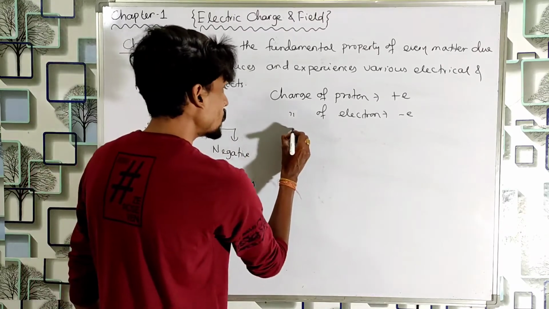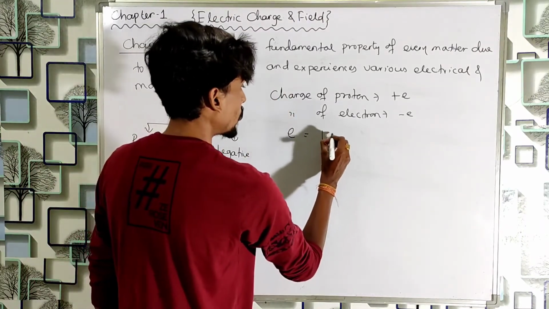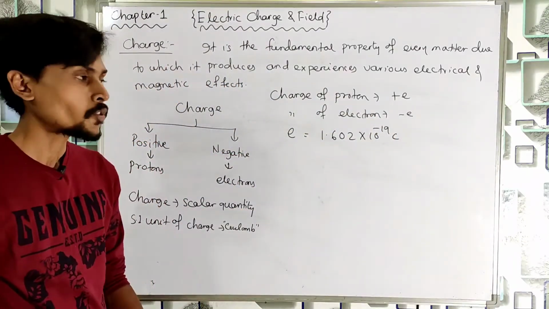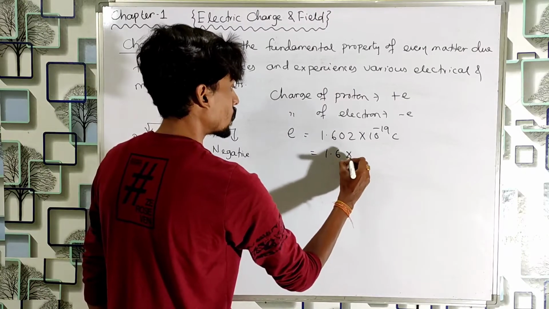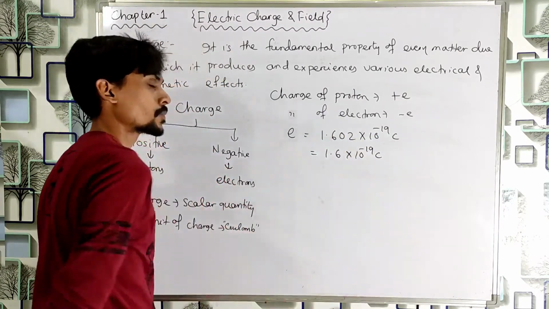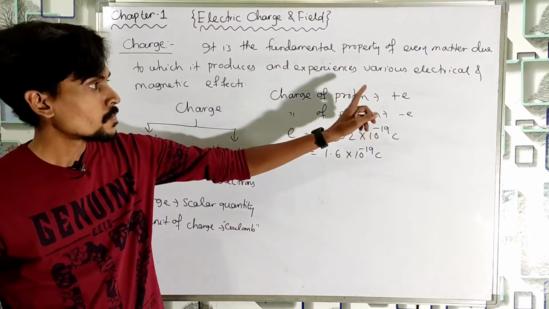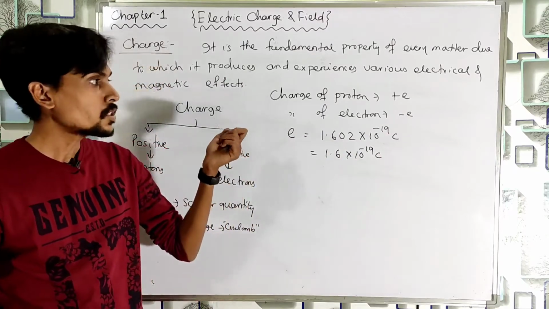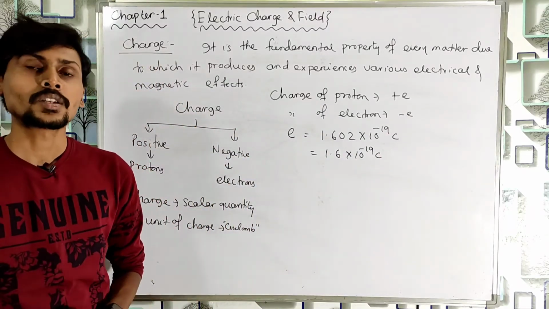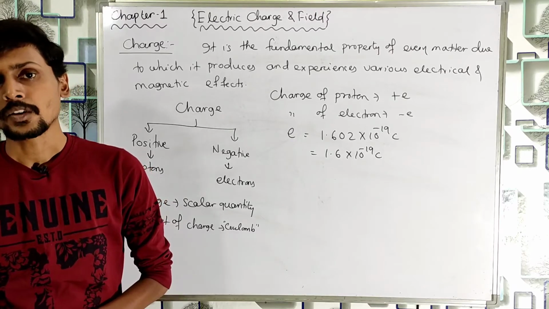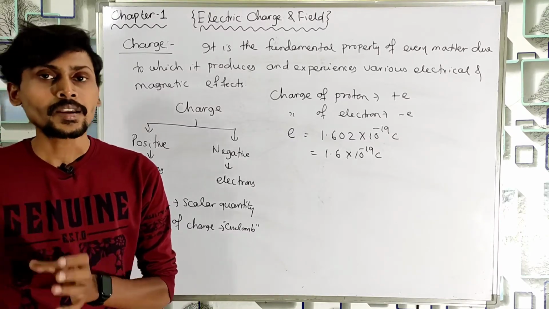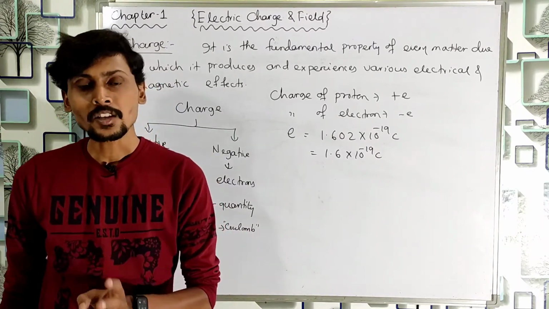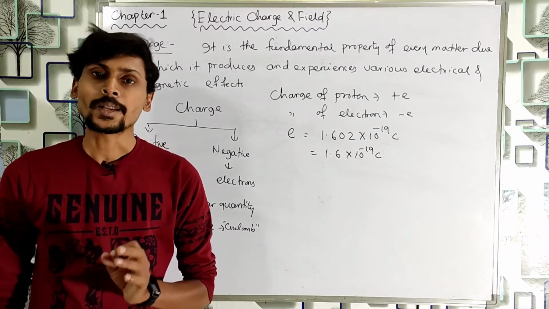So what is the value of this e? e is 1.602 into 10 to the power minus 19 coulomb, or you can write 1.6 into 10 to the power minus 19 coulomb. So the charge of proton will be plus 1.6 into 10 to the power minus 19 coulomb and the charge of electron will be minus 1.6 into 10 to the power minus 19 coulomb. So protons and electrons, they carry equal amount of charge, but they have opposite polarity. Proton carries positive charge and electron carries negative charge.